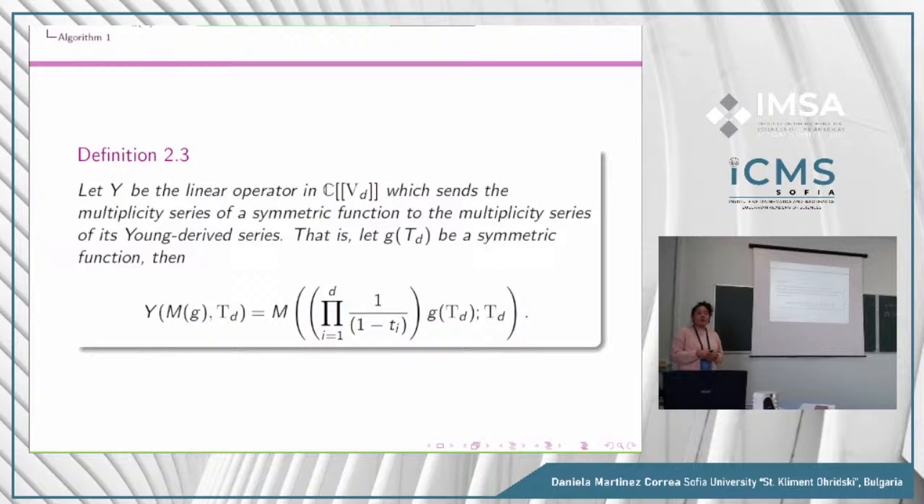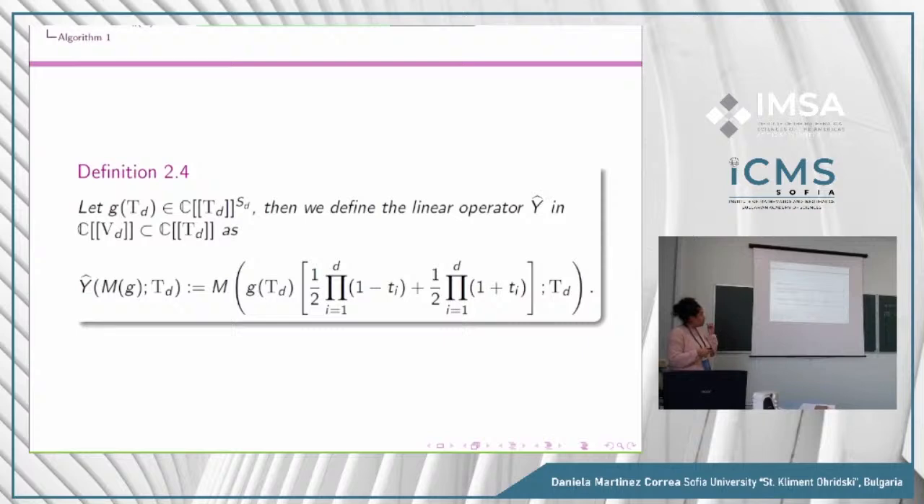Okay? So the first operator is the operator Y. Okay? This operator Y is given by this expression. Remember that this product is the sum of the Schur polynomials S lambda when the diagram of lambda is a horizontal strip. Okay? And in a similar way we define this operator that is given by this expression. But this is equal to the sum of the Schur polynomials S lambda when lambda is a vertical strip of even length.